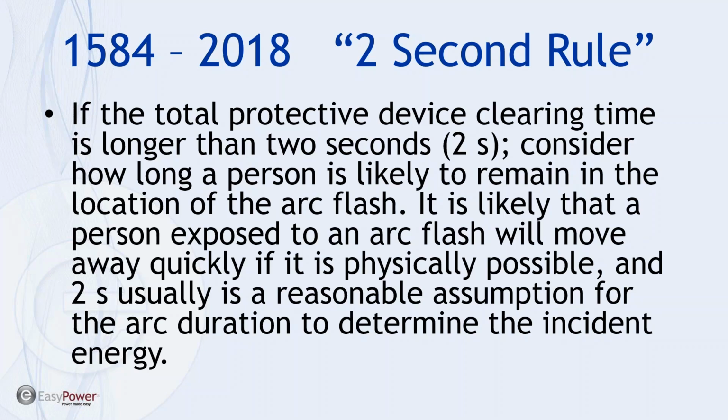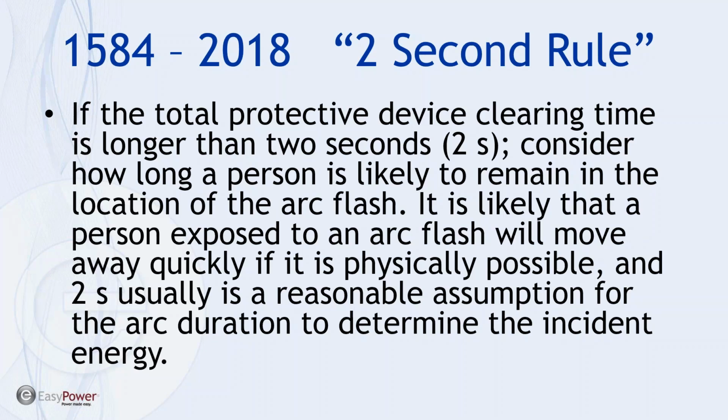And the statement is, if the total protective device clearing time is longer than 2 seconds, consider how long a person is likely to remain in the location of the arc flash. It is likely that a person exposed to an arc flash will move away quickly if it is physically possible, and 2 seconds usually is a reasonable assumption for the arc duration to determine the incident energy. And the reason for bringing this up is that it's very much applicable to this low voltage situation.